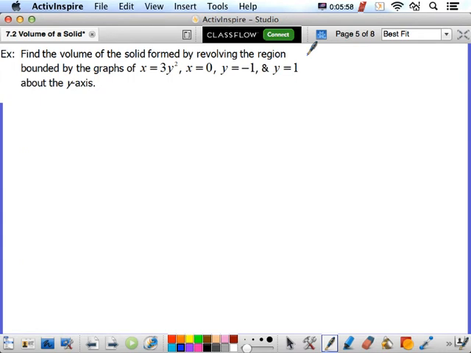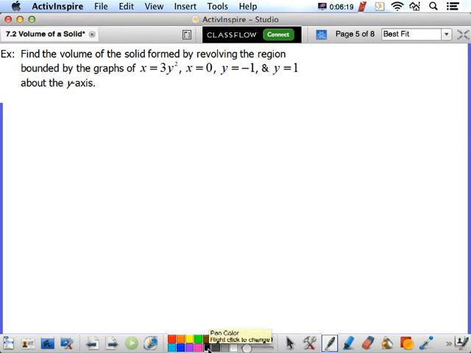For the next example, we're going to find the volume of the solid formed by revolving the region bounded by the graphs of x equals 3y squared, x equals 0, y equals -1, and y equals +1. And we're going to revolve all of that about the y-axis. So this is going to be our first one that has y's in it.